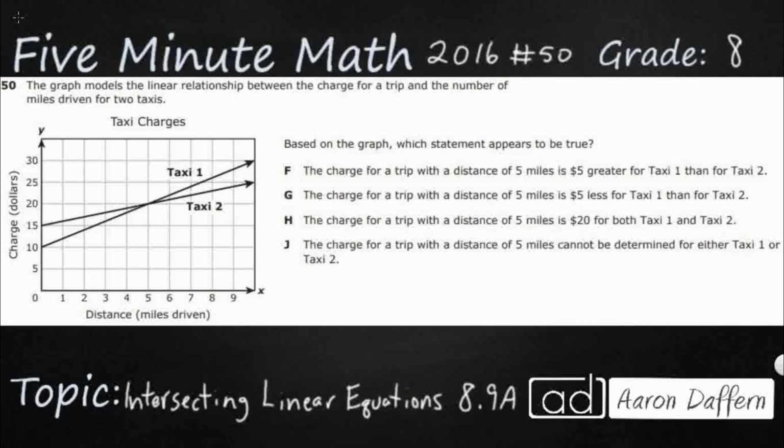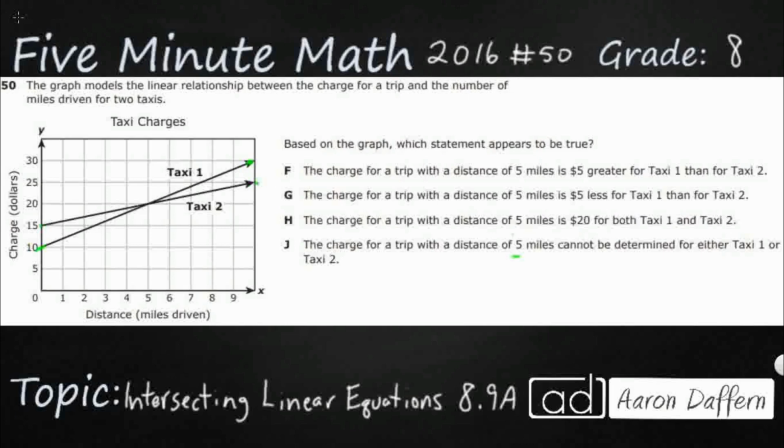So we have a graph. We don't have any equations, but we can figure out these equations if we wanted to. It shows the relationship between a charge for a trip and the number of miles for two different taxis. We've got taxi 1 starting down here and kind of ending up here, and then taxi 2 starting a little bit higher but ending a little bit lower. So you can tell the rates are different, right? Based on this graph, which statement appears to be true?